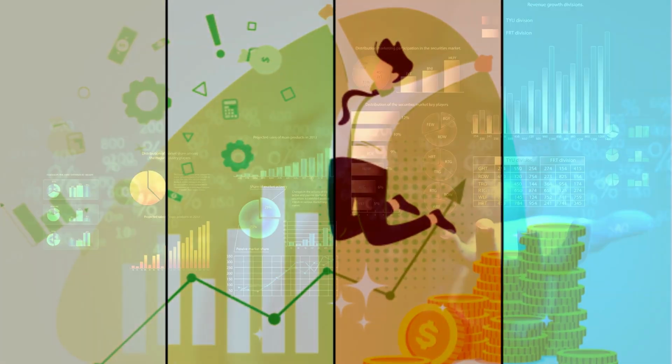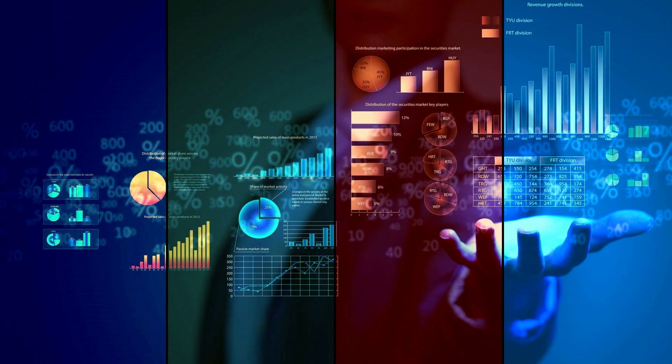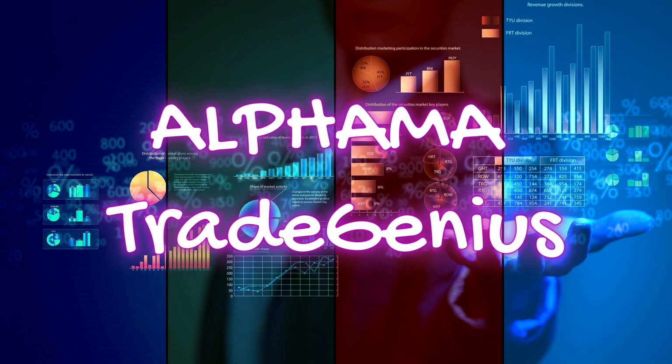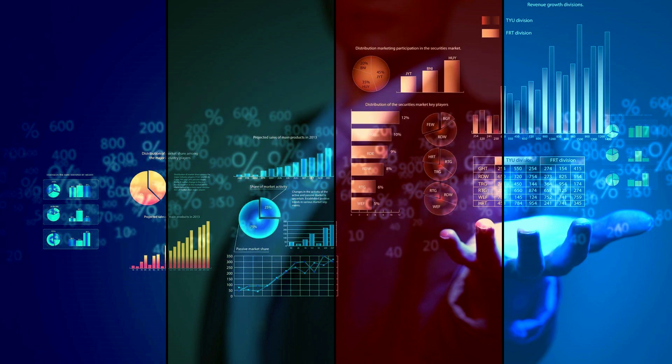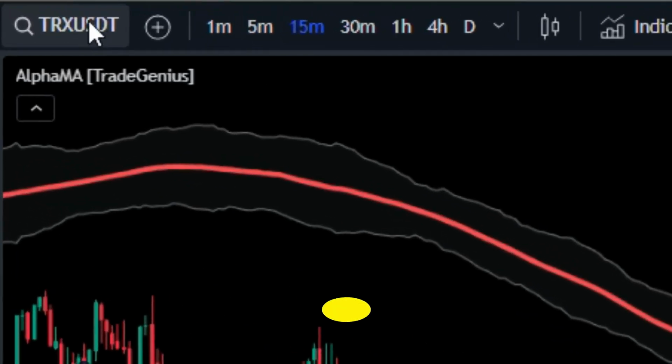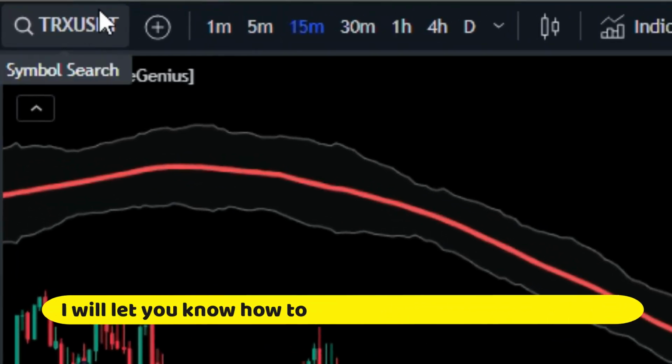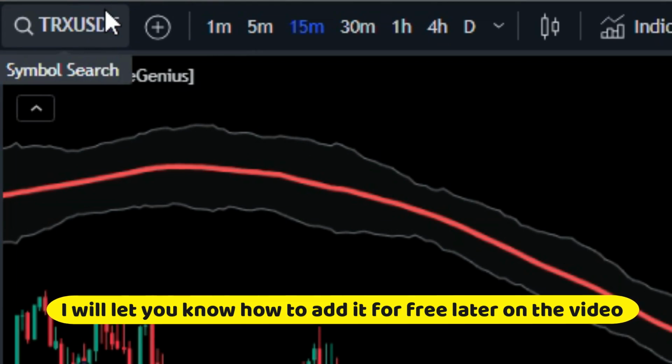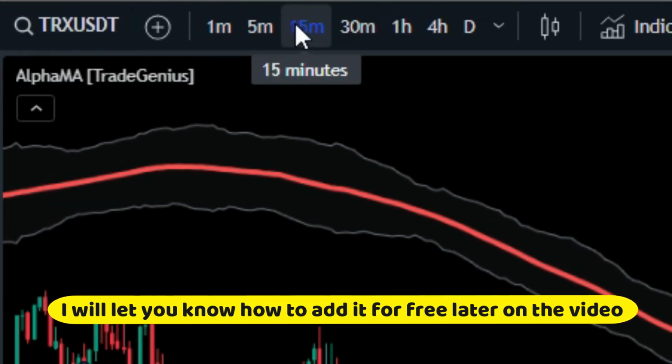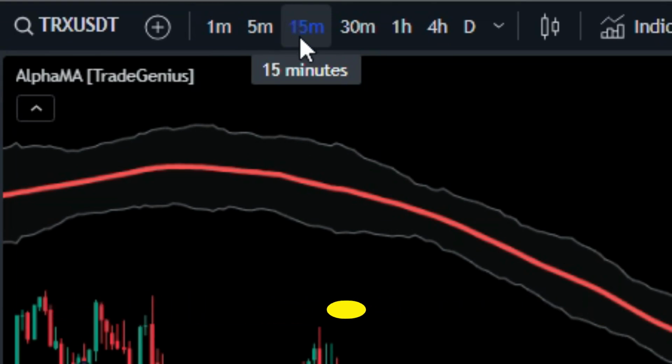Ready? Let's keep going. I'm eager to introduce an indicator named Alpha MA TradeGenius. This versatile indicator can be adjusted to fit any chart or time frame. Right now, I'm applying it to a 15-minute chart. But remember, the trading field is wide and diverse. So don't hesitate to experiment and discover what works for you.